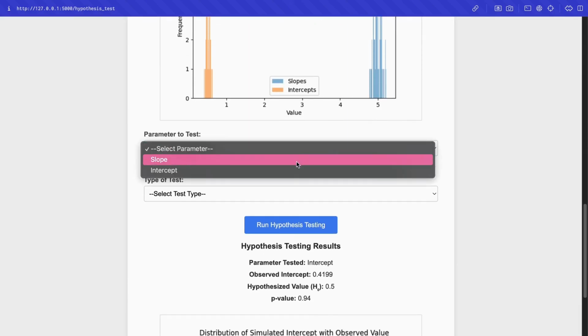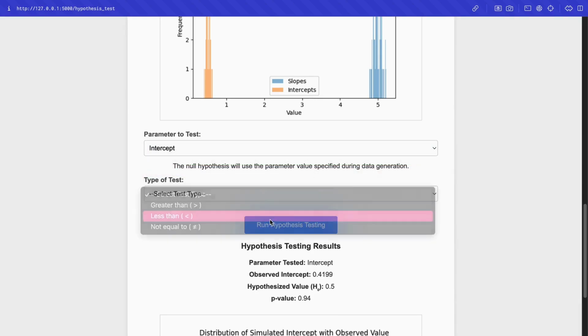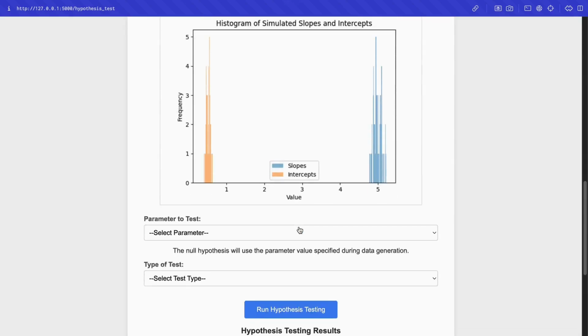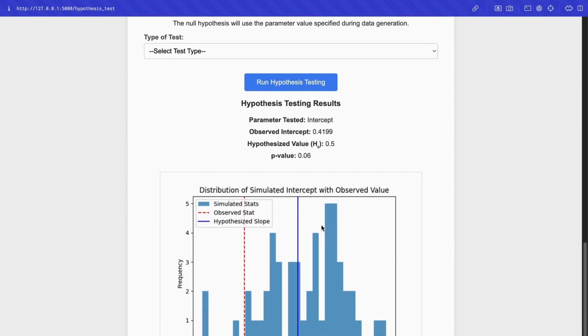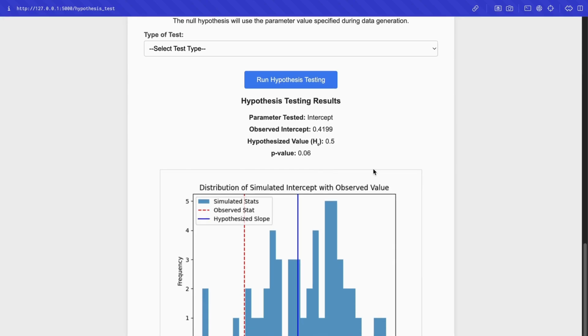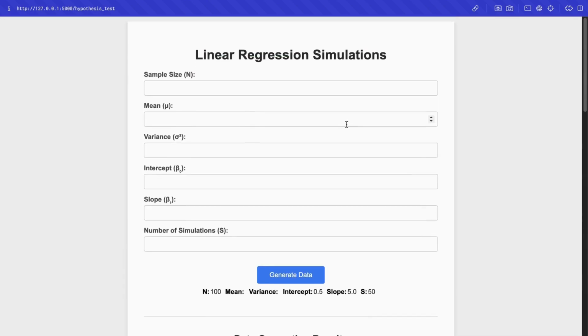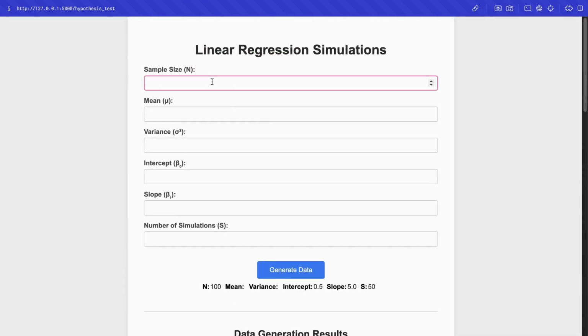When we run hypothesis testing on the intercept, the observed value is somewhat lower than the hypothesized intercept value. While a p-value of 0.06 does not mean statistical significance, it is close enough to suggest a potential deviation from the hypothesized intercept of 0.5 and proximity to the intercept where the regression line crosses the y-axis.